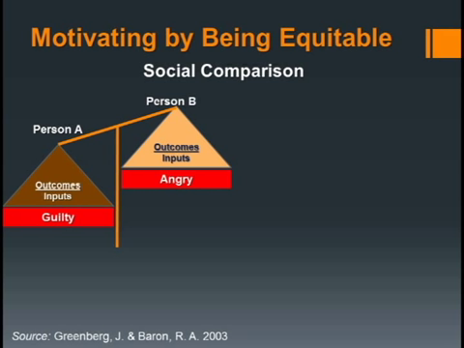In this example, underpayment inequity occurs for person B. Underpayment inequity is the condition resulting in feelings of anger, in which the ratio of one's outcomes to inputs is less than the corresponding ratio of another person, with whom one compares himself or herself.